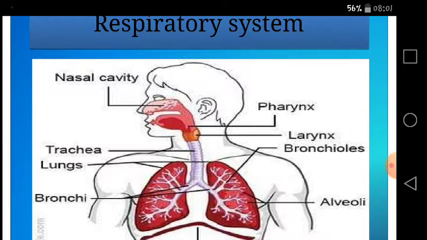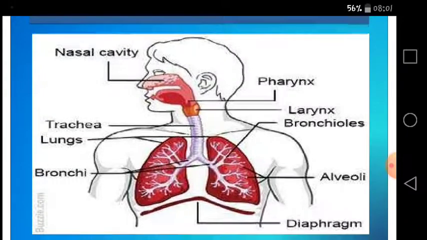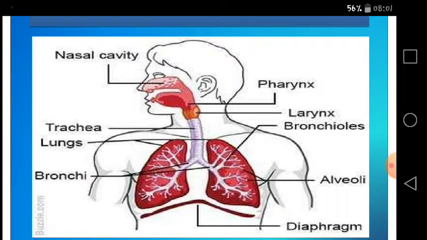The structure of the respiratory system, as shown in this figure: the lungs are contained within the chest or thoracic cavity and separated from the organs of the abdomen by a sheet of muscles called the diaphragm. Dear students, the movements of the diaphragm and thoracic wall are responsible for changing the volume of the thorax and causing air to move in and out of the lungs.